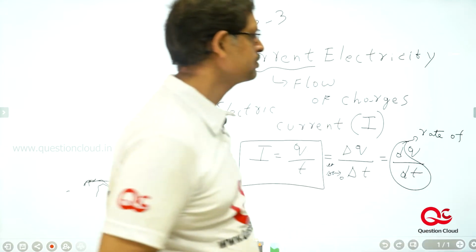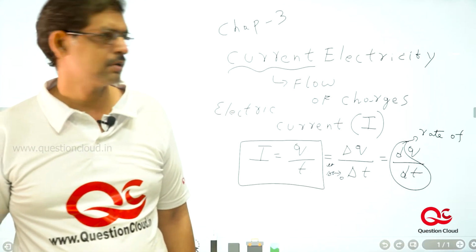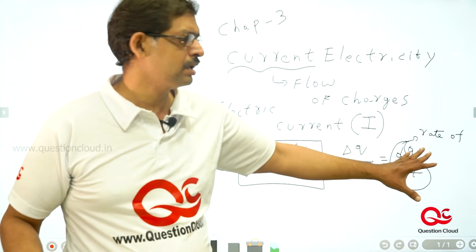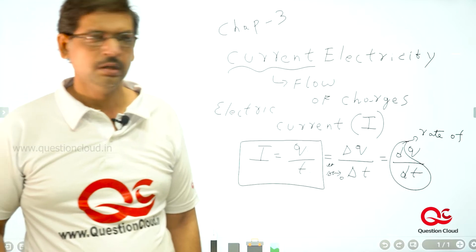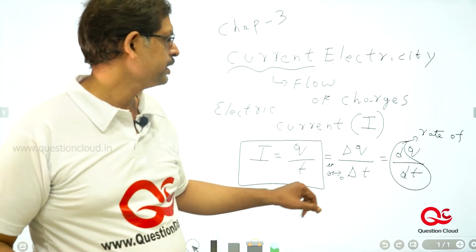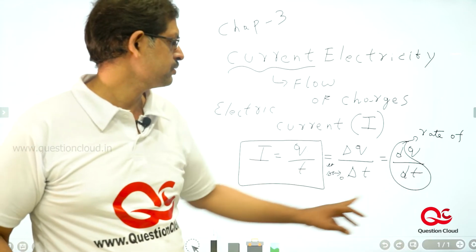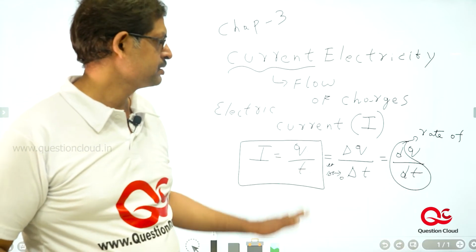So you don't have to worry about the definitions. Everything has a keyword like this; you just put in the keywords and fill it up, and your definition is done. So I is equal to q by t, or del q by del t, is equal to dq by dt, which is the differential form, but the basic formula is the same.